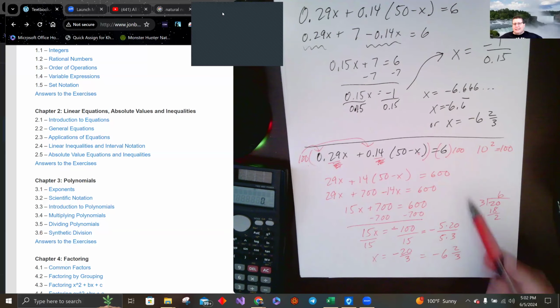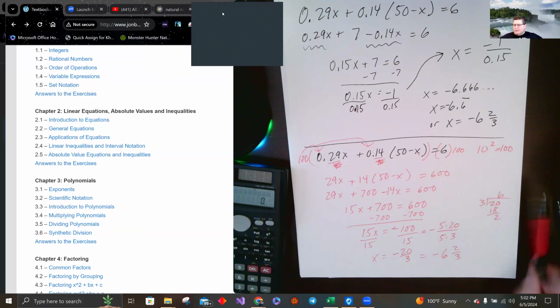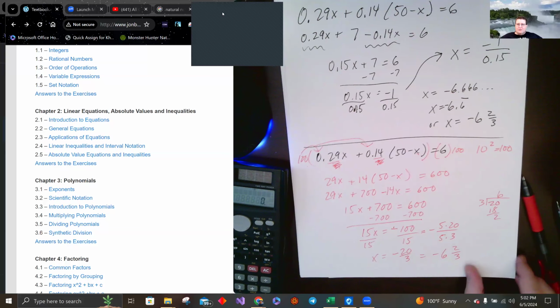The advantage of doing this is you get rid of the decimals, but you have bigger numbers to work with. But I don't like decimals in there. So I would do this way. You get the same answer either way.